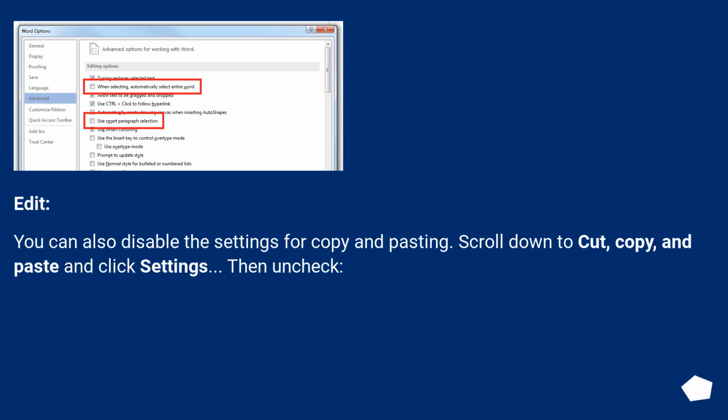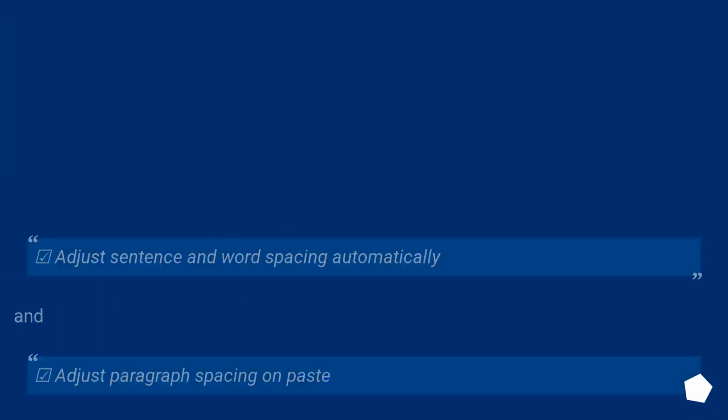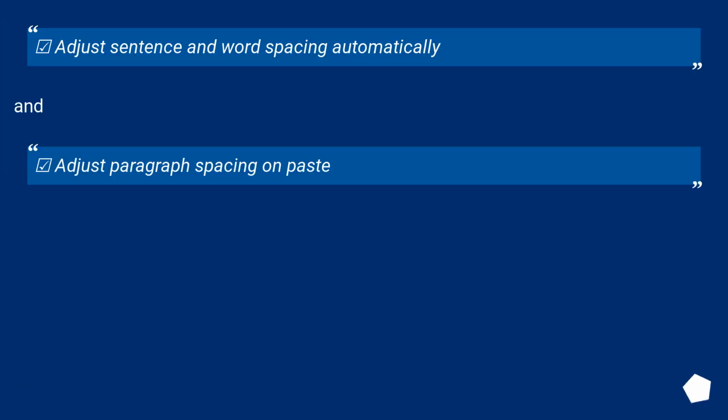You can also disable the settings for copy and pasting. Scroll down to Cut, Copy, and Paste and click Settings. Then uncheck the checkbox "Adjust sentence and word spacing automatically", and the checkbox "Adjust paragraph spacing on paste".